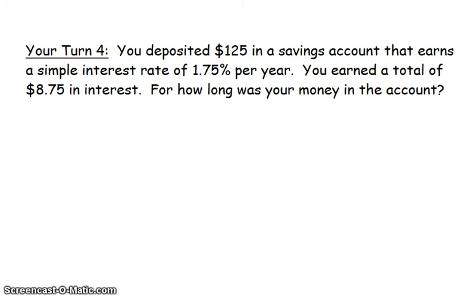Alright, so hopefully you've highlighted some things in here. We'll go through this real quick. You deposit $125 in your savings account. This time it tells you that you have earned an interest rate of 1.75% and that your interest is $8.75. So a little bit different. What this one's actually asking for is how long your money was in the account. So when you're setting this problem up using your formula, you actually know the I. You've only earned $8.75, so not very much.